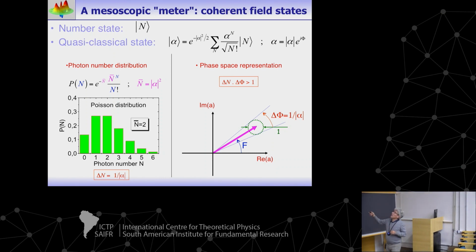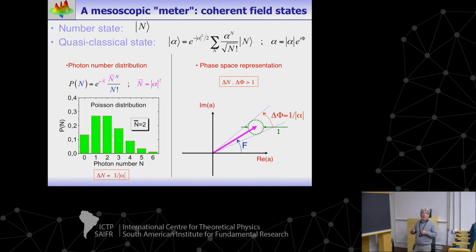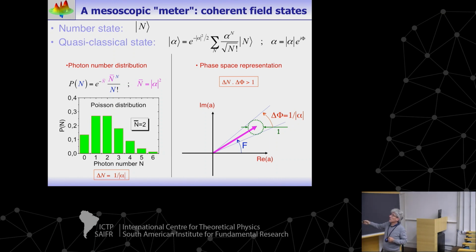Indeed, you can see from this formula that for any value of alpha, you have a quasi-classical state, which means that there is an interesting special case which corresponds to alpha equals 0. So alpha equals 0, which is vacuum, is a quasi-classical state, which means that these fluctuations for alpha equals 0 just correspond to vacuum fluctuations. So you already know about that.